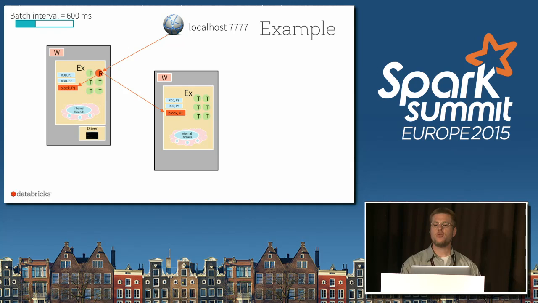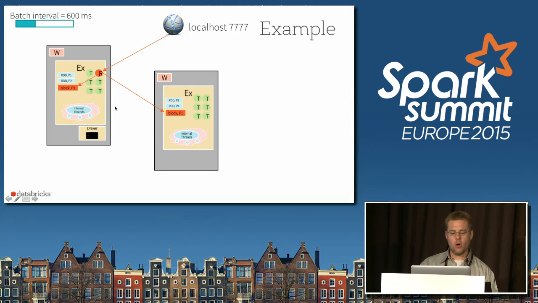So we can visualize how this is working across a cluster. In this picture, this icon up at the top represents the streaming source. So in this case, it's localhost port 7777. It could just as easily be Kafka or Twitter or something else. And this larger rectangle represents the batch interval, and the smaller blocks within this represent the block interval. So we can look at this in slow motion and see how the data is ingested.